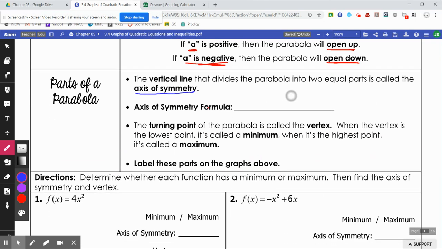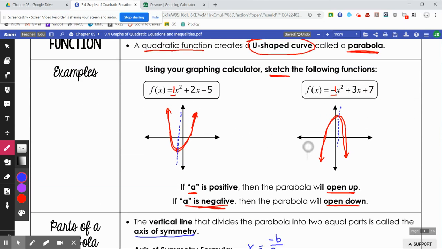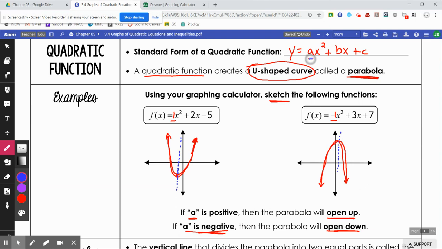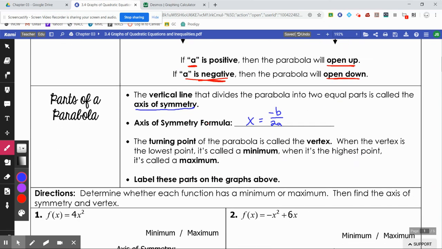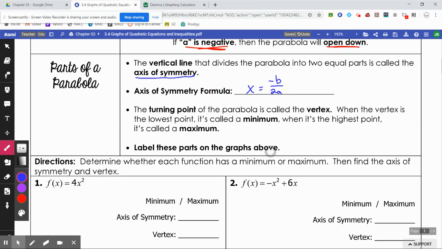We have a formula for the axis of symmetry, which we are going to need to memorize. The formula for your axis of symmetry, notice it's x equals. X equals a number, if you don't remember, is always a vertical line. So since our axis of symmetry is a vertical line, it'll always be x equals. The formula is negative b divided by 2a. And we remember what a and b are from our standard form up here. a is the number in front of x squared, b is the number in front of x. So that's how we find our axis of symmetry.